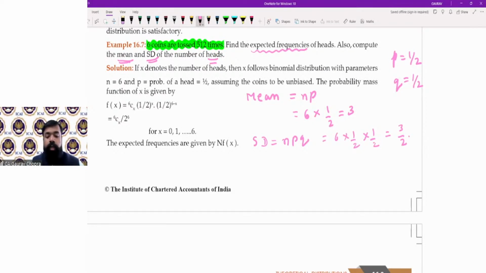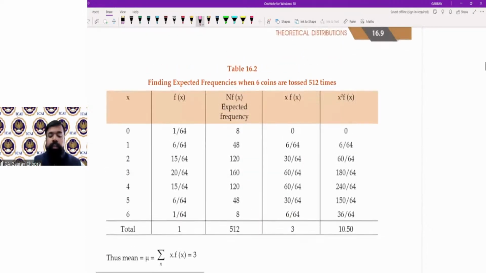And now you have to calculate the expected frequency of heads. Expected frequency is calculated as capital N multiplied by the probability. So first we will write all the different possible cases: heads can be 0, 1, 2, 3, 4, 5 or 6. Now what are the chances of getting 0 heads? For 0 heads it is 1 by 64, then 6 by 64.